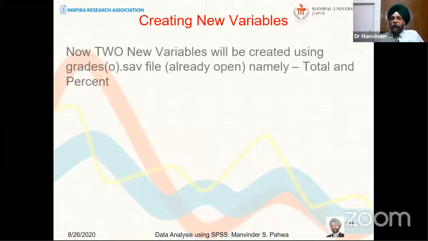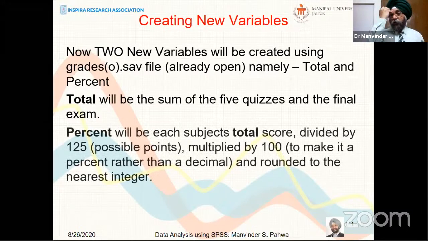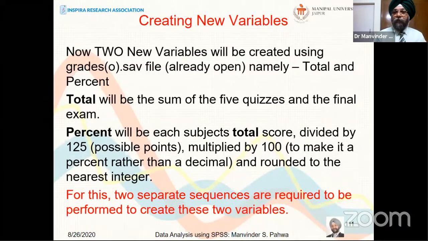So let us create the two variables, total and percentage, using this. Now what will be the total? Total will be the sum of all the 5 quizzes and the final exam. Each quiz is of 10 marks, you know it very well, so it takes 50, and the final exam is of 75 marks. So it will make a total of 125. In order to calculate percentage, you have to divide the score by 125 and multiply by 100 to make it a percentage, and further you can round it off. I hope you have understood what we have to do.